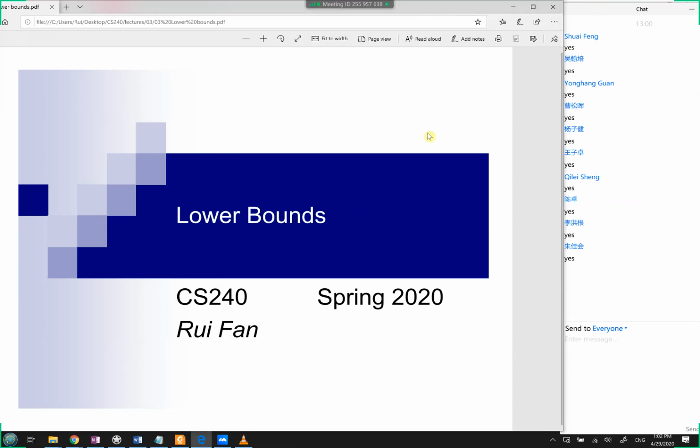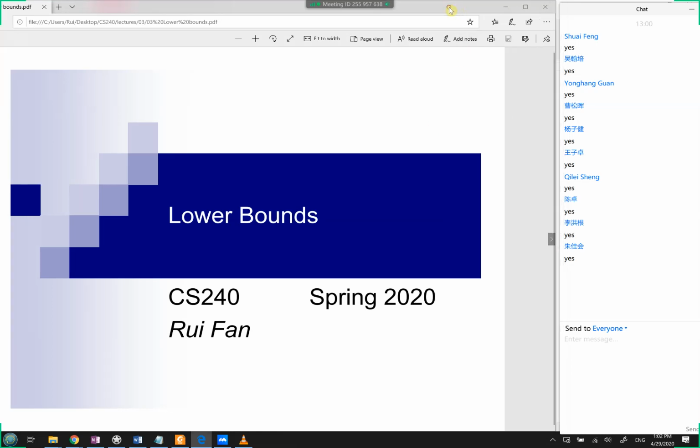So the reason why lower bounds are interesting is, one reason is that whenever you can prove a lower bound, then, so usually we want to design algorithms, right? So algorithms are the things that let us solve a problem.